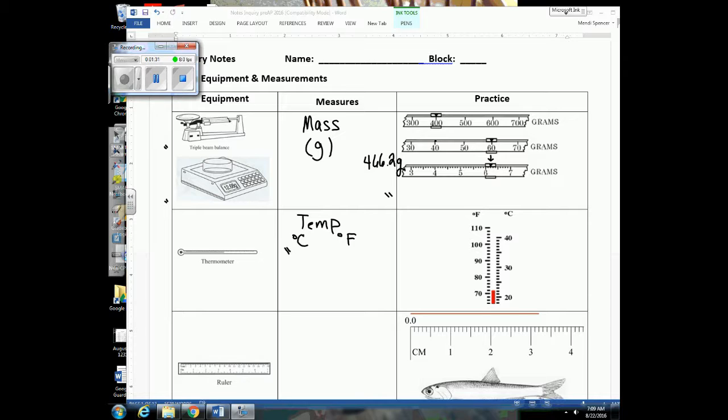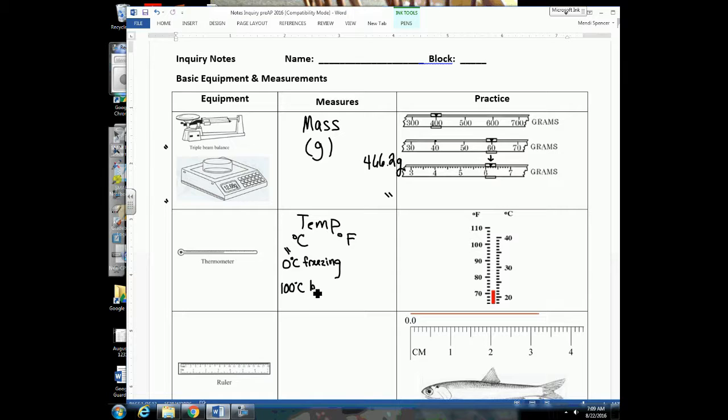You probably have heard that freezing is going to be 0 degrees in Celsius. 100 degrees Celsius is the boiling point of water. To give you some more reference though, room temperature is about 23 degrees Celsius. And body temperature, which is 98.6 in Fahrenheit, is about 37 degrees Celsius.